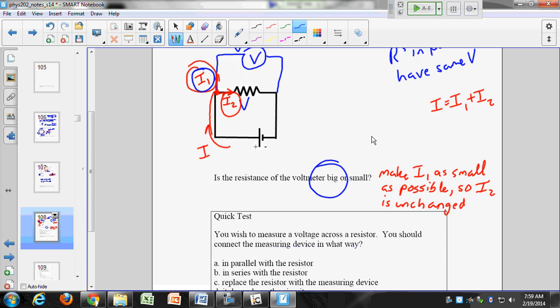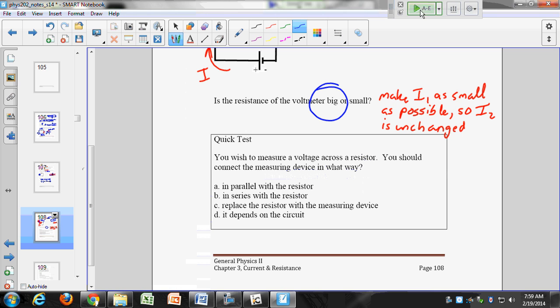Let's try this. We're all passing that around. Just to measure a voltage across a resistor, you connect it which way? Parallel, series, replace a resistor with the device, or depend on the circuit. The little blue resistor is really a big resistor.